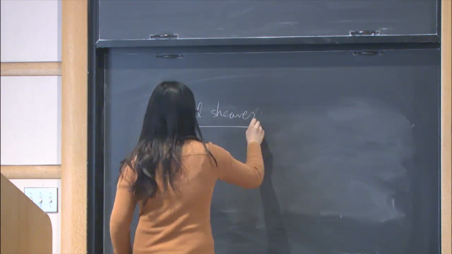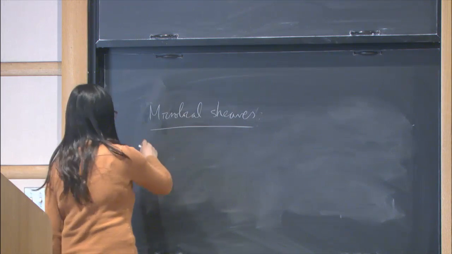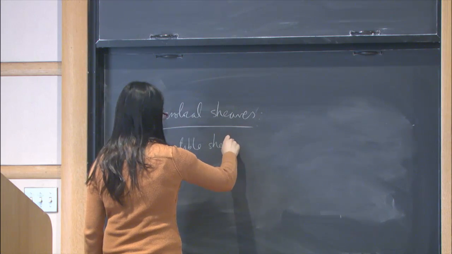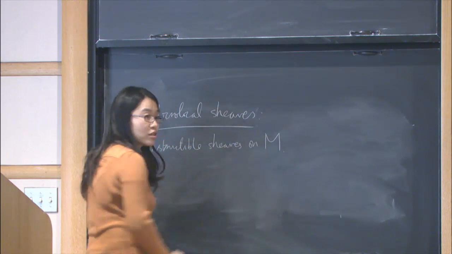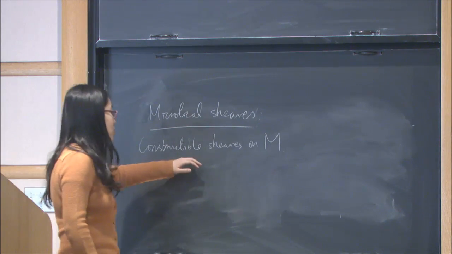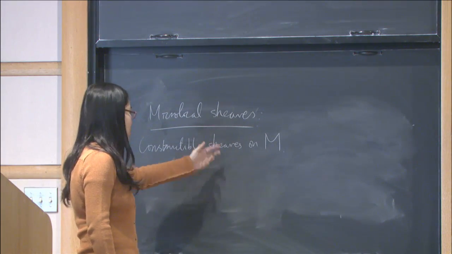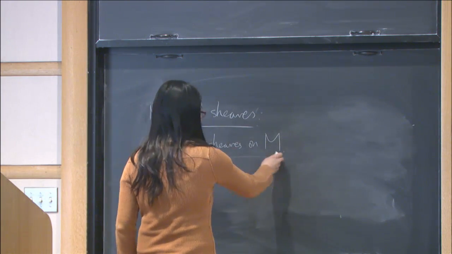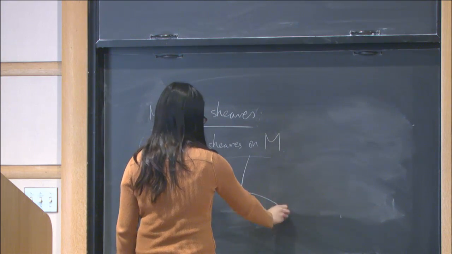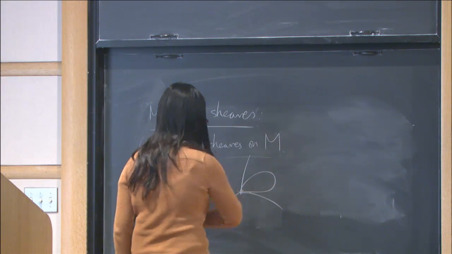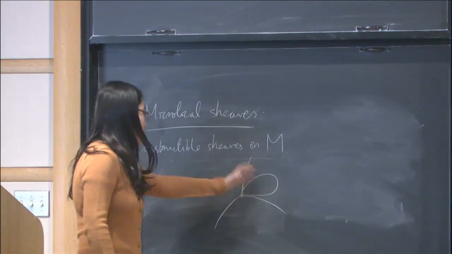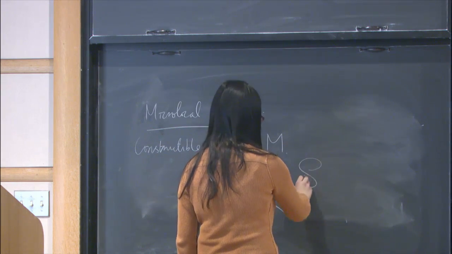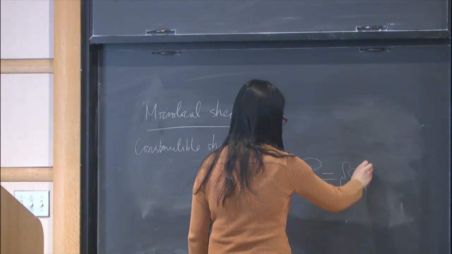Sheaves. Okay. So let's first start from constructible sheaves on a manifold M. Constructible sheaves are a generalization of the usual local systems of K-modules to the stratified case. What we do is start with a stratification of my manifold M by locally closed smooth submanifolds of M. And then you denote this stratification as a collection of submanifolds.